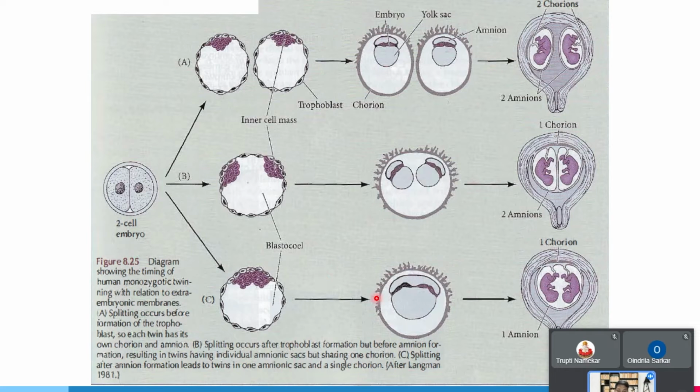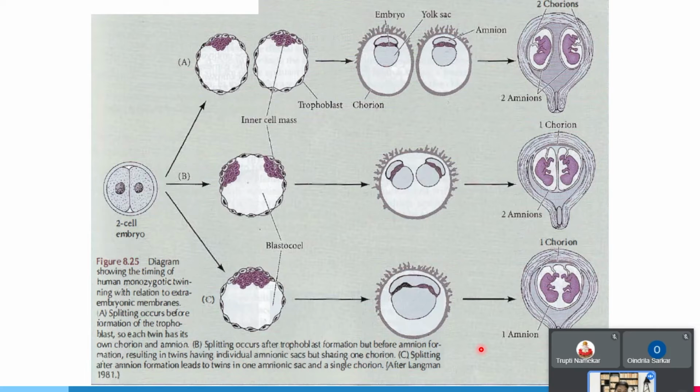So this is the caption of the schematic. This shows the formation of human monozygotic twins with respect to the extra embryonic membranes. If the splitting occurs before the formation of the trophoblasts, each of the twins has its own chorion and its own amnion. If splitting occurs after trophoblast formation but before amnion formation, it results in twins having individual amniotic sacs but sharing one chorion, and splitting even after the formation of the amnion leads to the twins in one amniotic sac and a single chorion.